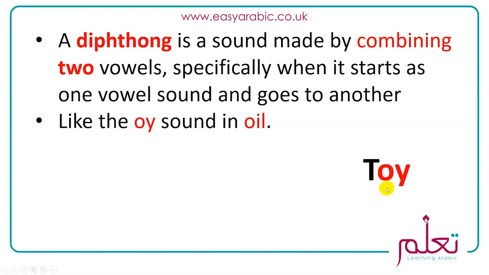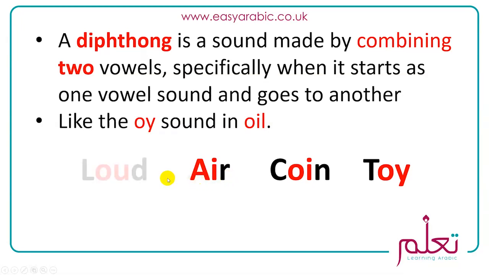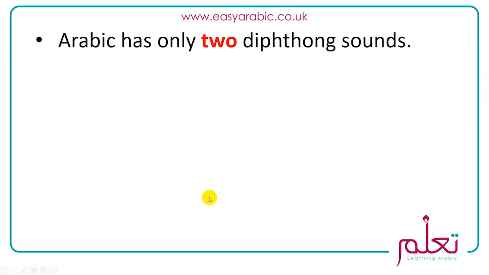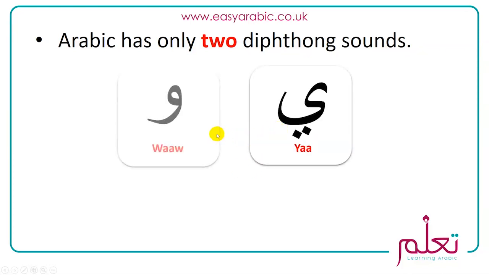Look at some more examples here. Toy, coin. It starts with one vowel, then changes to another. Another one is air, and then loud. In Arabic, there are only two diphthong sounds: the letter ya and the letter waw.